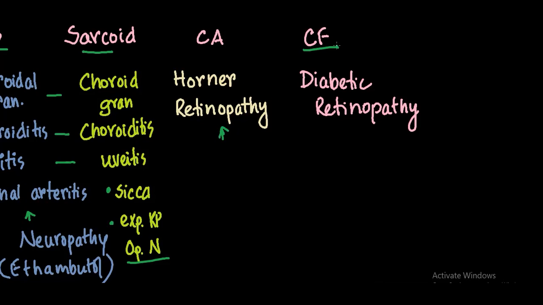Cystic fibrosis, long-term cystic fibrosis causes a pancreatitis, which leads to diabetes and which leads to diabetic retinopathy. The features of diabetic retinopathy are microaneurysm, dot and blot hemorrhage, then hard exudates, and then ultimately neovascularization. So those are the ophthalmic features in respiratory disease.